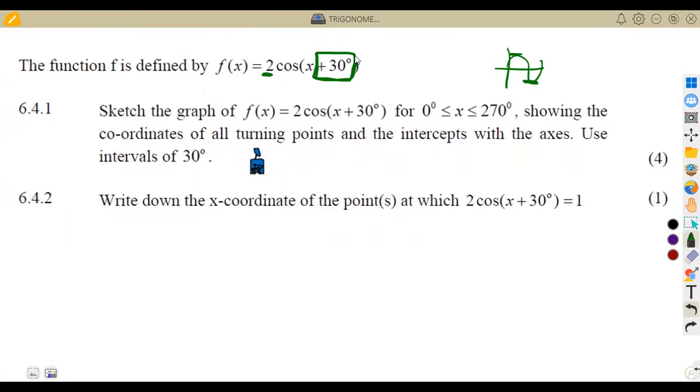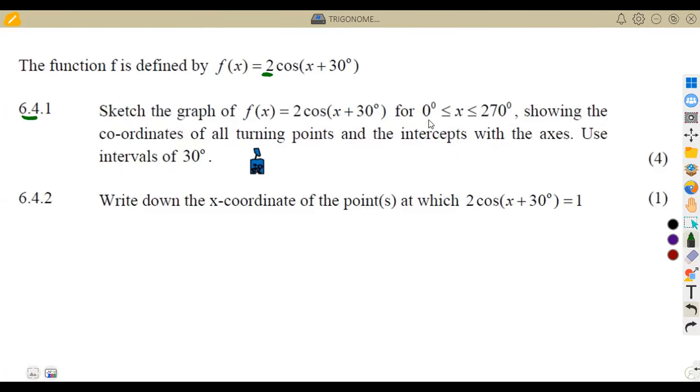This one affects the angle, meaning to say our graph is going to shift from its original position. We are going to experience a shift, but this is not important. Even if you don't understand what is happening, it does not affect you to sketch this graph. No, it does not affect us at all. If we are to check here, we are now given to sketch the graph of f of x, which is equal to 2 cos of x plus 30.